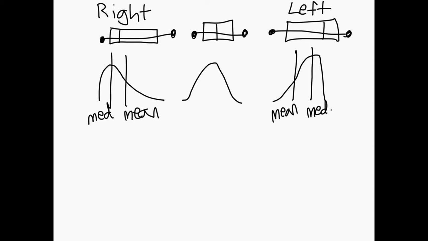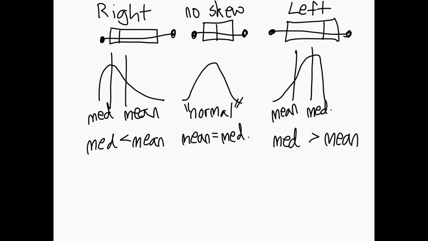However, if your mean is greater than your median, then your data is going to be skewed to the right. And of course, the curve in the center here, this one's not skewed at all. There's no skew. This is actually the normal distribution, and the median is equal to the mean. So here's a summary of skewness. But remember, your kids don't need to know it at this level.